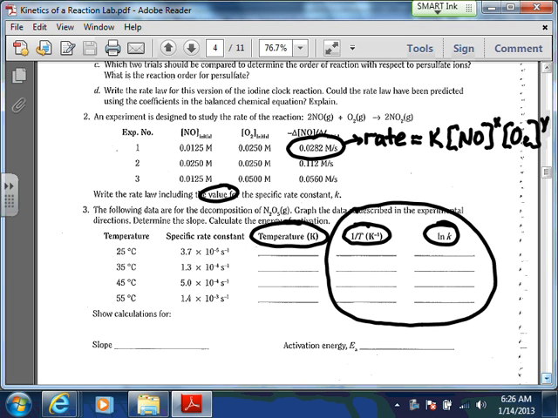Once you find it, the slope is going to give you the negative EA over R. And remember R is 8.314, I believe it's joules per mole times Kelvin. I think that's right. So your activation energy should end up being in joules.